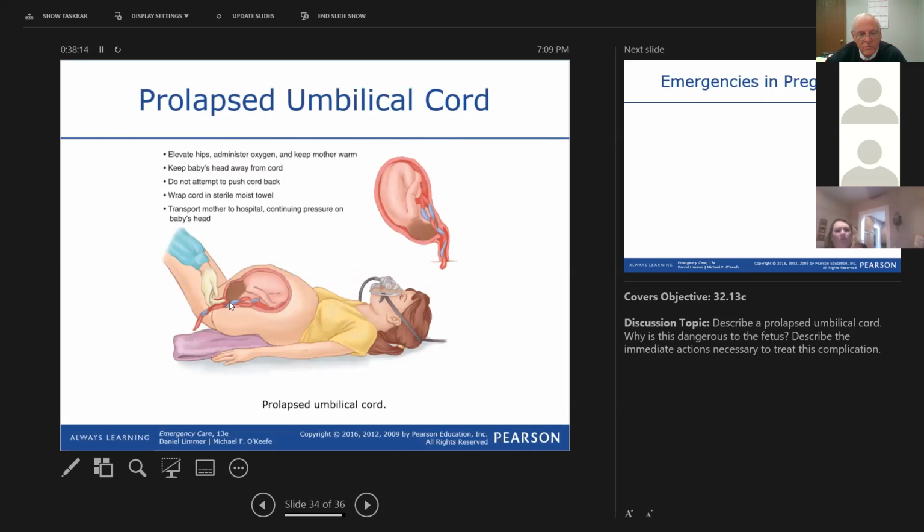Get mom's butt up, or our local doctors want you to get her in a knee chest position, get her up on all fours, get her butt up in the air. And then you're gonna, again, slide your hand in just enough to push the baby's head away from that cord. Okay? We wanna keep that cord pulsating. Otherwise, baby doesn't make it.